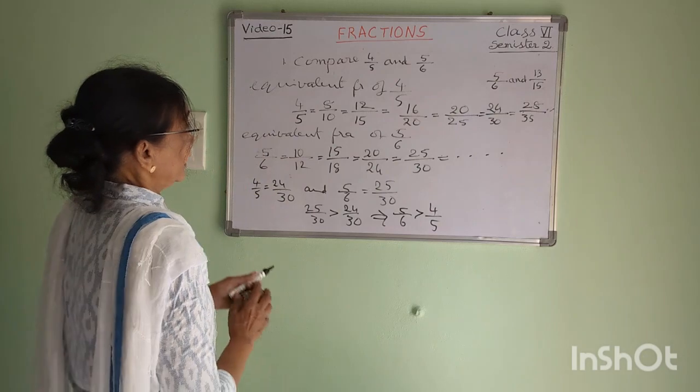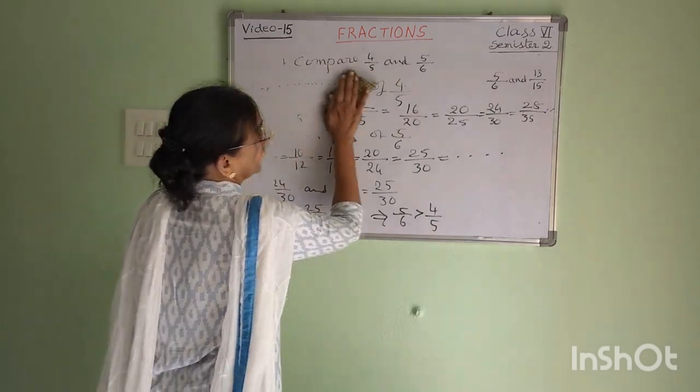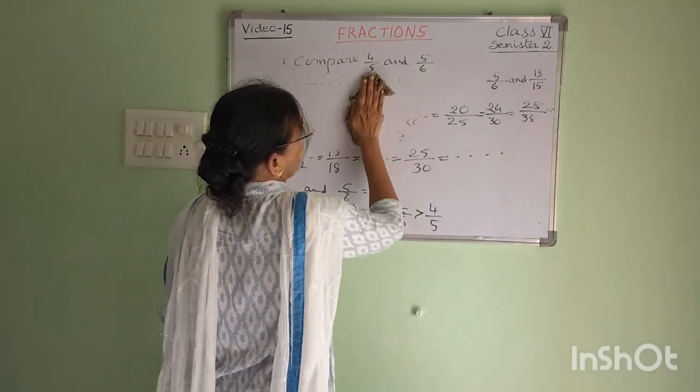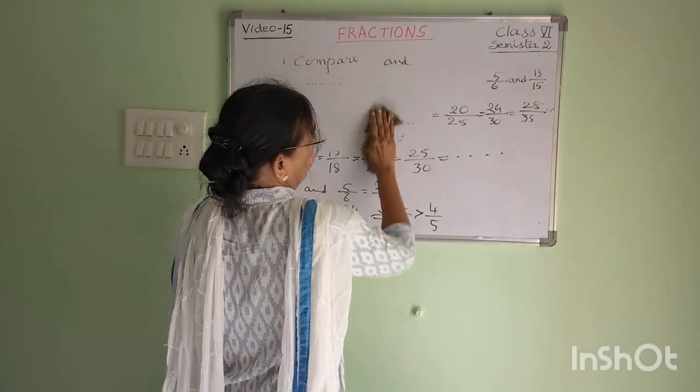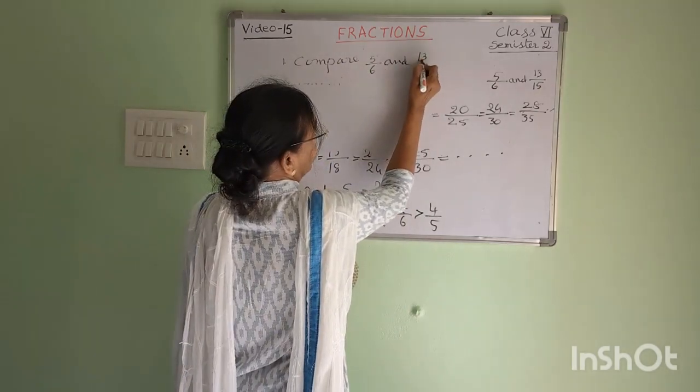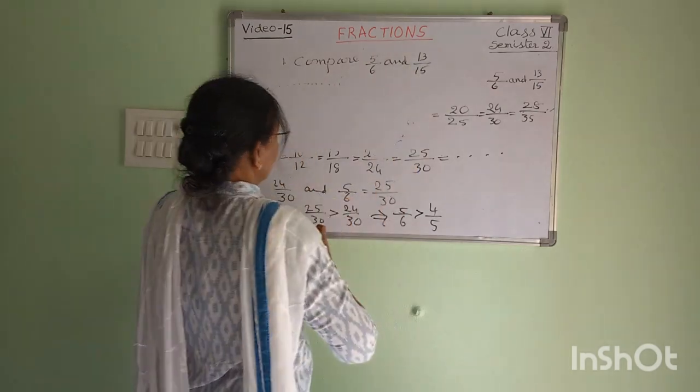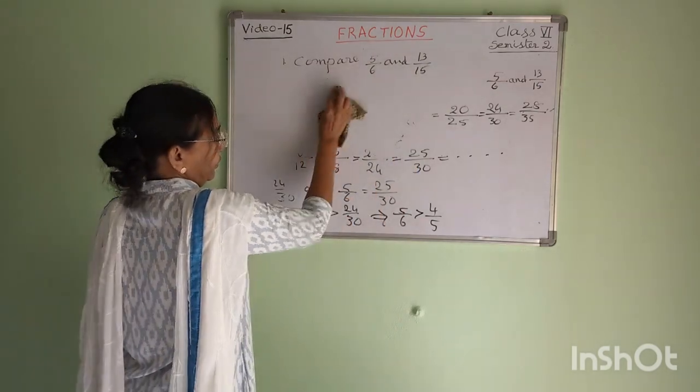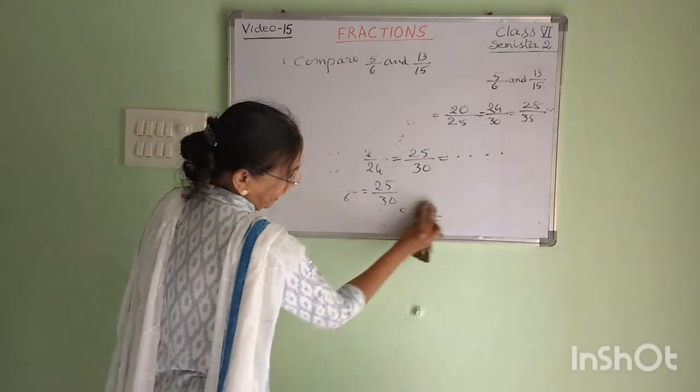We will see another example. Compare 5 by 6 and 13 by 15, two fractions. For this also we have to write the equivalent fractions.